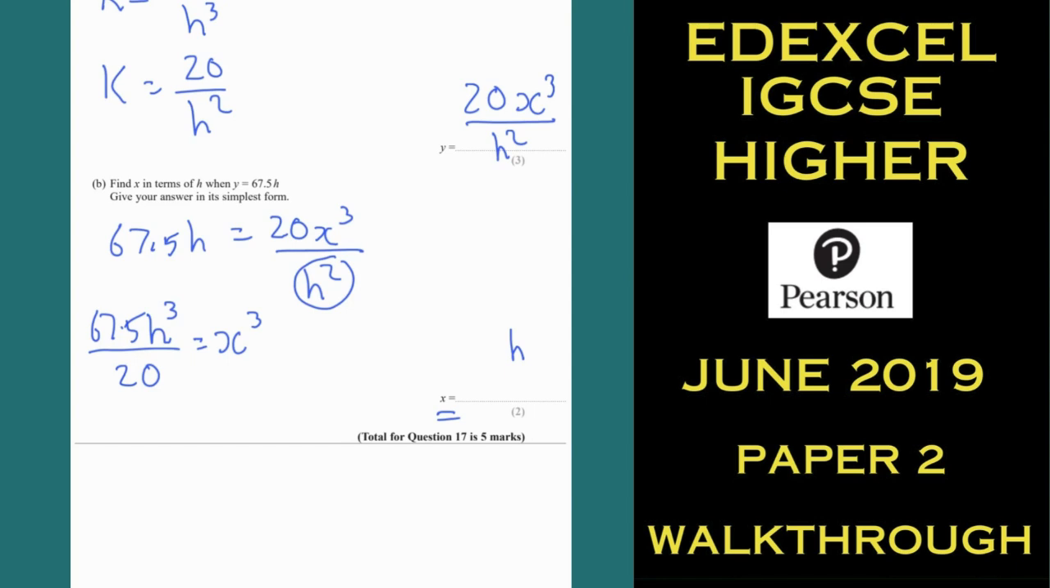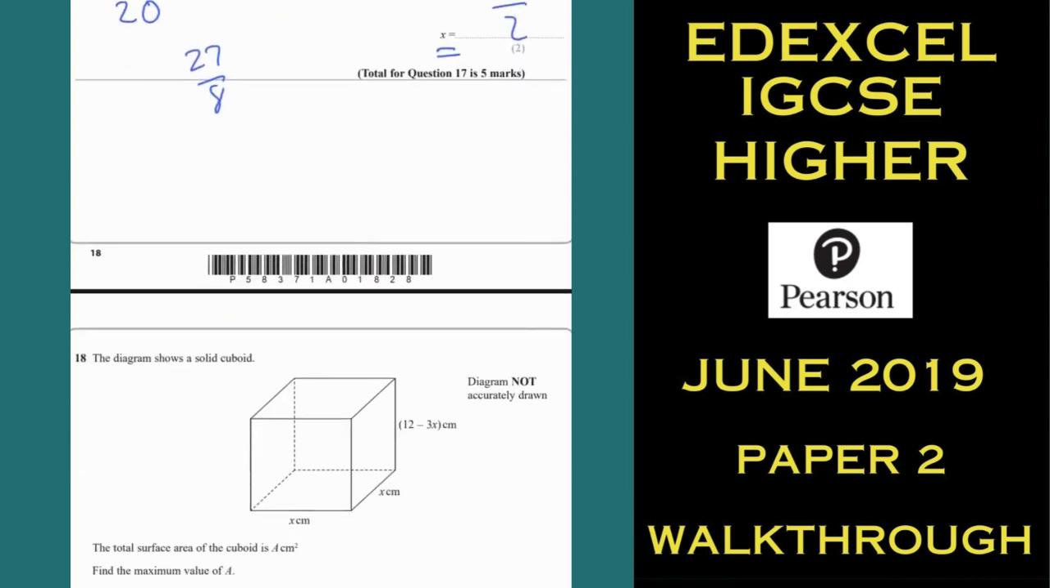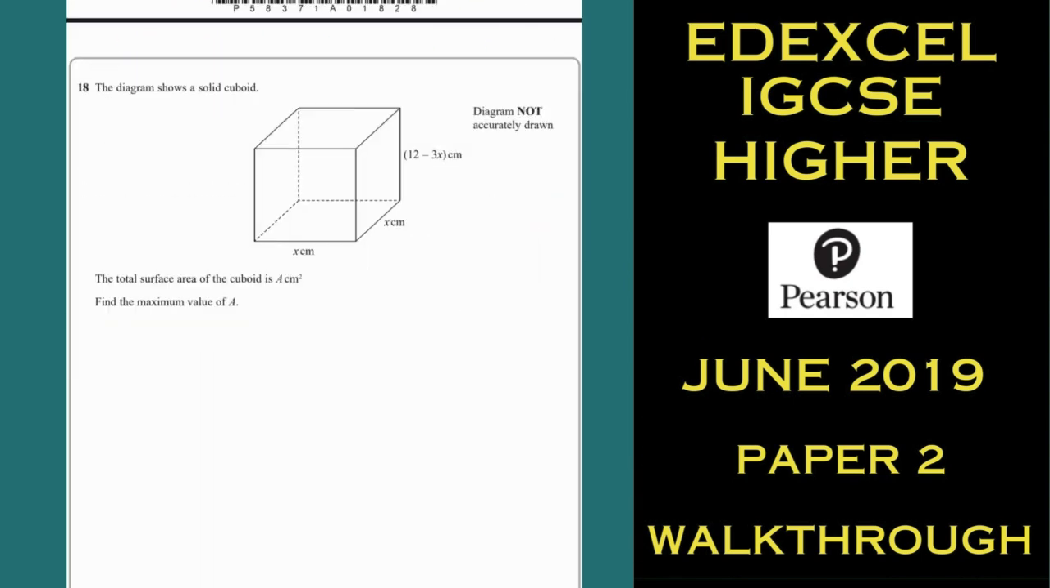67.5 over 20 cube rooted turns out quite nice, to be honest, because 67.5 over 20, you could have written 27 over 8. Guess what? They're both cube numbers. When you cube root them, you get 3 over 2. Turns out to be a lot simpler than it could have been. That's a sign you're going in the right direction.